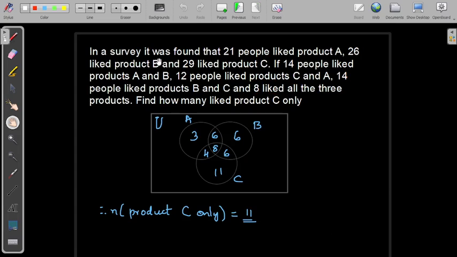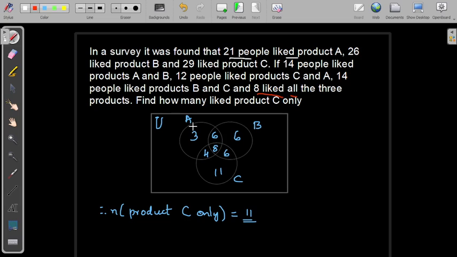Similarly, it is also a survey. It was found that 21 people liked product A, 26 people liked product B, and 29 liked product C. I have to start always from the last sentences, because I have to get all three first. Where it is mentioned, 8 liked all three products. There are three products A, B, C. I have represented that using three circles and the universal set by U. 8 liked all three, so first you write 8 within this region.